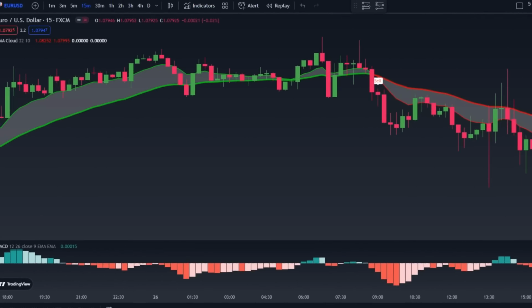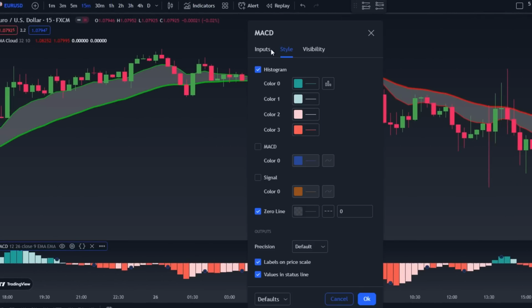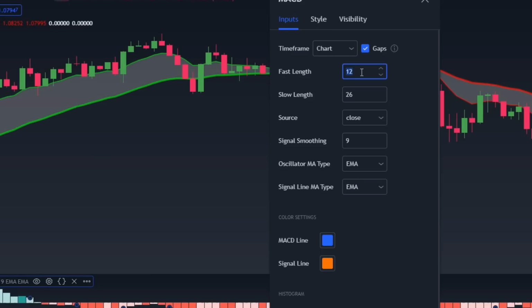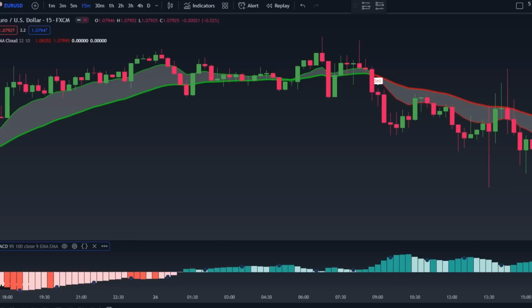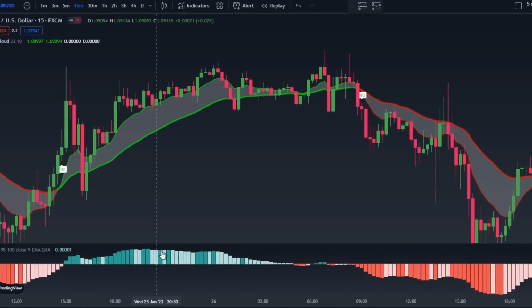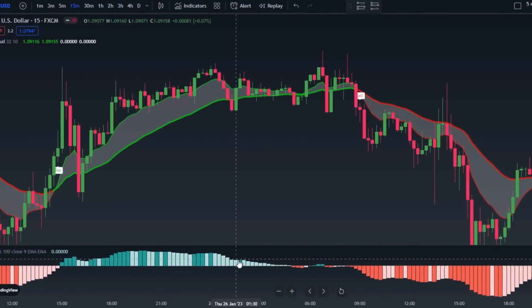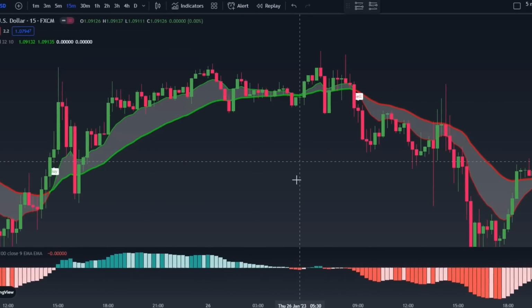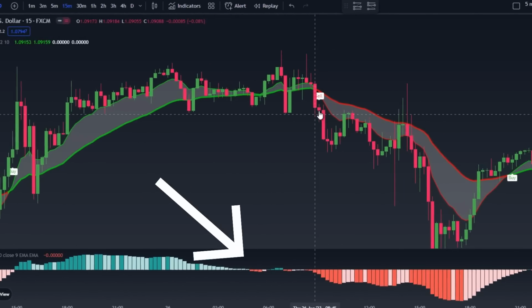Now the default setting works great for MACD crossover entries, but in our case we need to change it. So click the gear icon again and change the fast length to 95 and slow length to 100. After changing the settings, you can spot that the heights of the bars are showing the weakness and the strength of the momentum. So when the bars are shrinking and getting closer to the zero line, it is the sign of a possible reversal ahead.